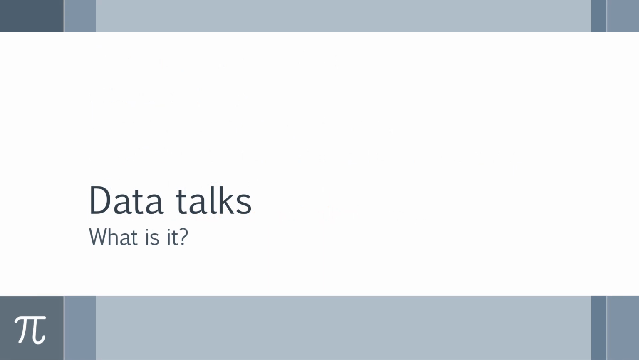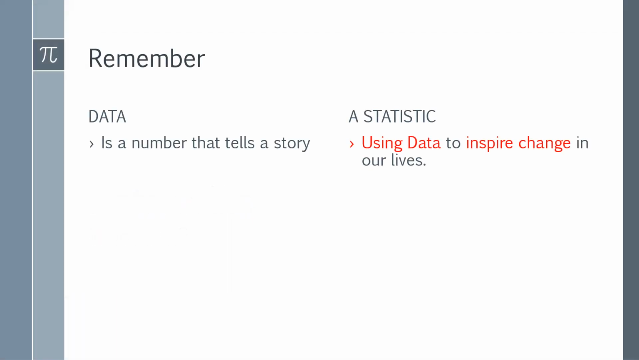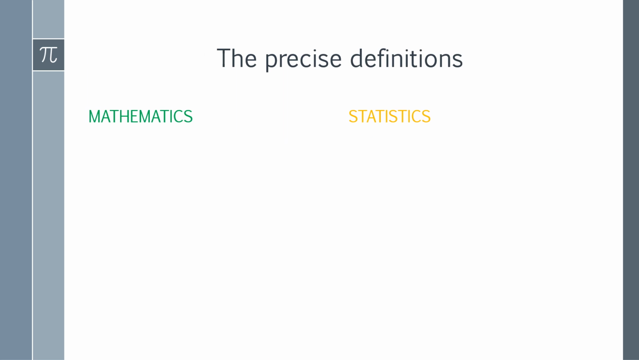All right, data talks. What is it? We know what data is. You guys know that data is a number that tells a story. A statistic is using data to inspire change in our lives. So these two precise definitions, of course, you gotta know both, but those who go into statistics gotta know one more so than the other.